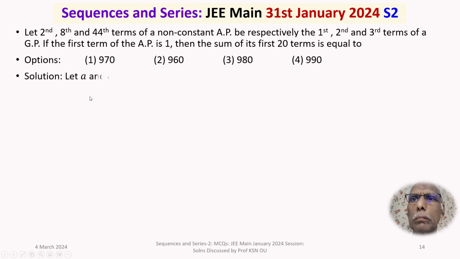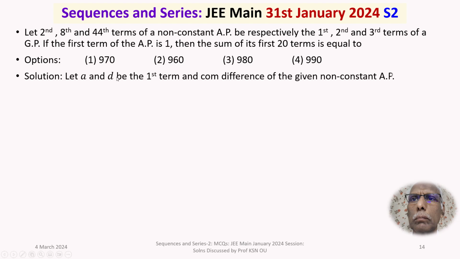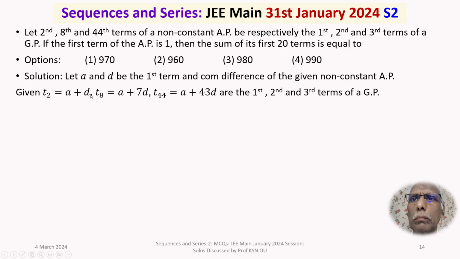Let A be the first term and D the common difference of the given non-constant arithmetic progression. Let's get into this. You have to consider the 2nd, 8th and 44th terms. T2 in arithmetic progression is A plus D, T8 is A plus 7D, and T44 will be A plus 43D.